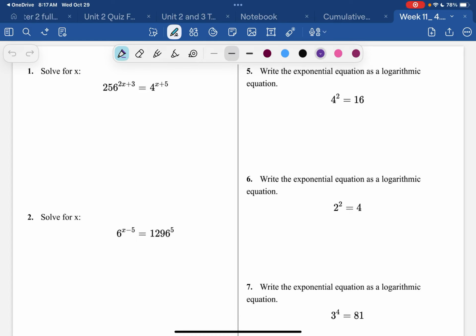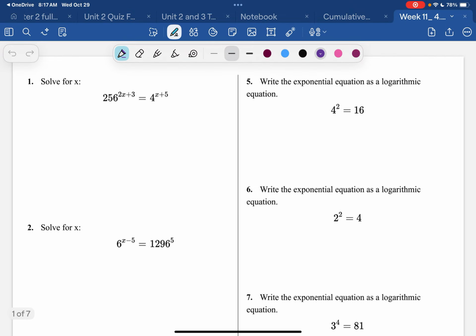Right, so this is a video going over week 11 Delta Math, and I'm just going to do one from each section. So the very first section, I got no direction. I can't tell you what section the title is, but what we're going to do is, if it's an exponential equation, you're going to break them down.